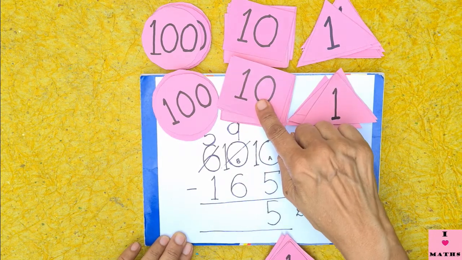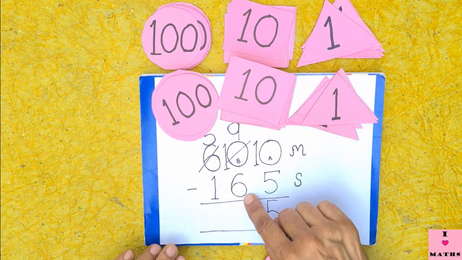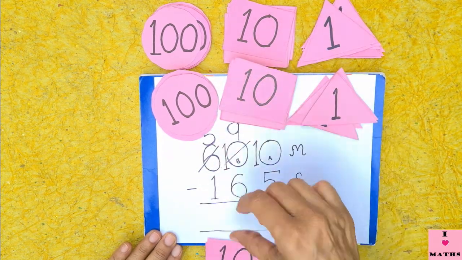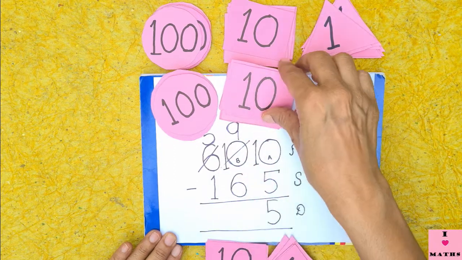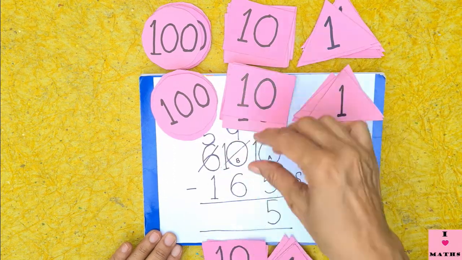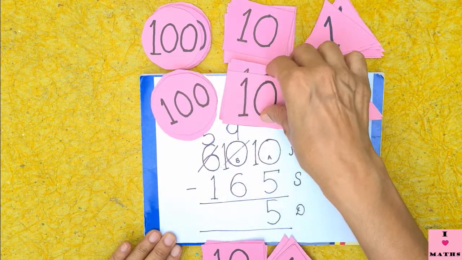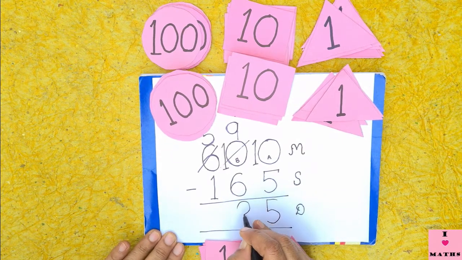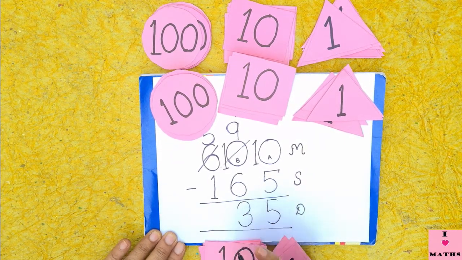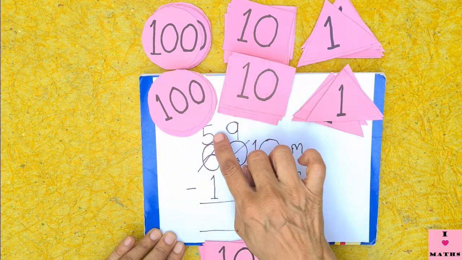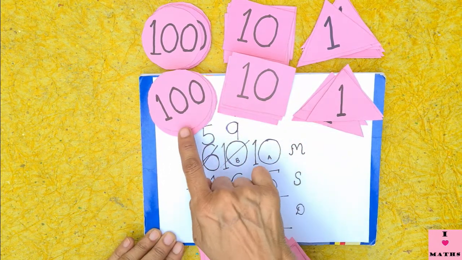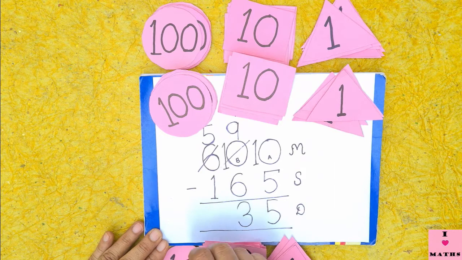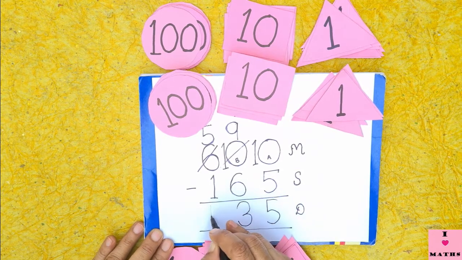Now these are 9 tens. We have to subtract 6. So we have to take out 6 cards. 1, 2, 3, 4, 5, 6. 9 minus 6 is 3. Later I will show you that there are 3 cards. Now 5 minus 1. From these 5 cards we have to take out only 1 card. 5 minus 1 is 4.